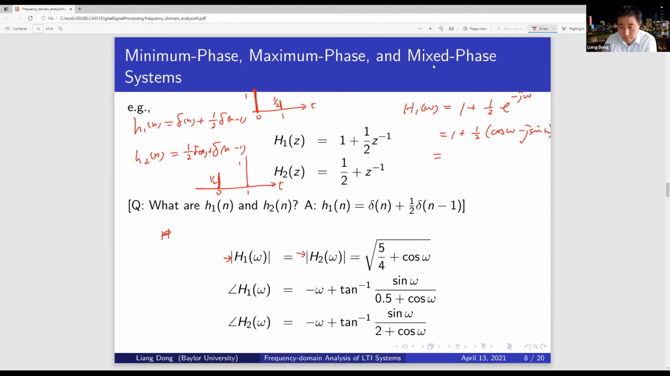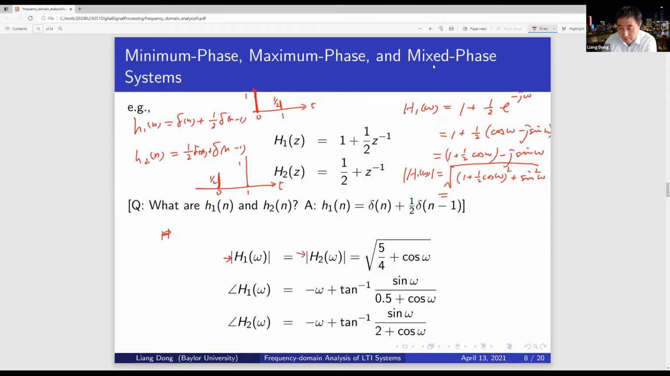And so the real part is this. And then we have the imaginary part here, j omega. To find the absolute value of H1, that is equal to the square root of (1 plus half a cosine omega) squared plus (sine omega over 2) squared.